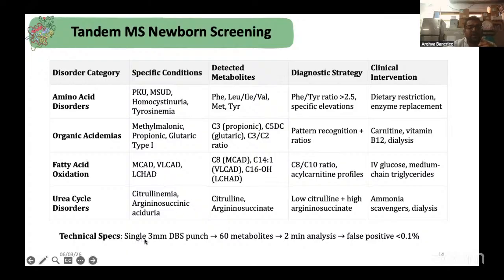The technical specs: a single 3 mm DBS punch can be taken from a dried blood spot, because basically you cannot always draw whole blood into a vial. One drop of blood is taken onto a slide or dried on filter paper, and just a small punch of that dried blood spot is taken, which can detect 60 metabolites. The panel of 60 metabolites can be run in just 2 minutes. We have shown the TSQ Altis triple quadrupole, which can be used for a 2-minute run to determine false negatives and false positives for all these diseases.